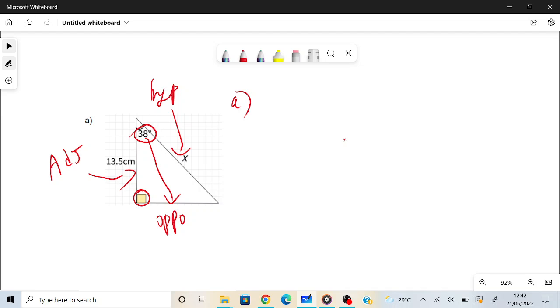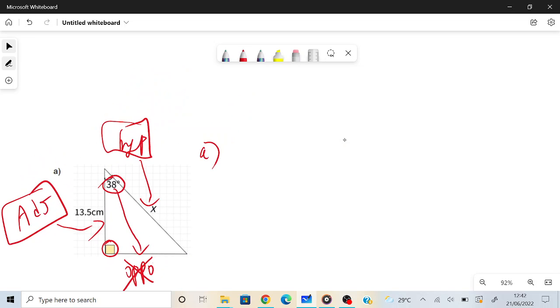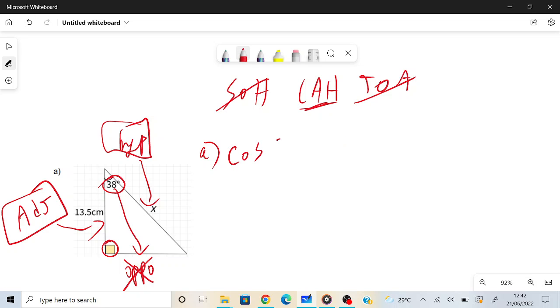So we don't know anything about the opposite, so this automatically gets out of the equation. So we're looking at the hypotenuse and the adjacent. And what connects them in your SOH, CAH, TOA? So your opposite is gone, so you have cos 38 equals your adjacent, which is 13.5 over hypotenuse, which is x. Note that the angle that they give is basically over here.